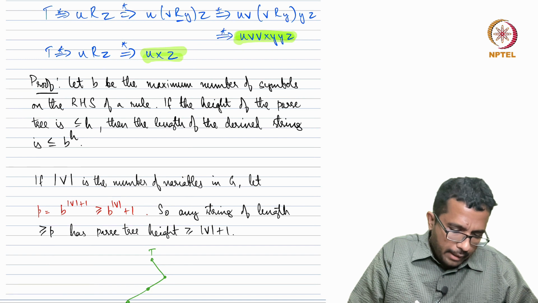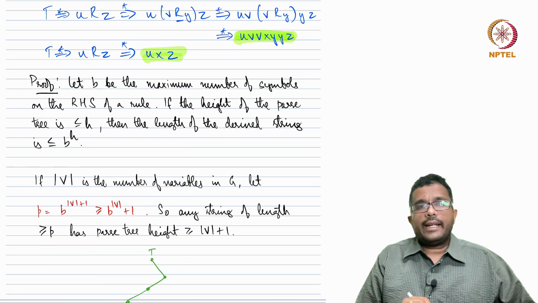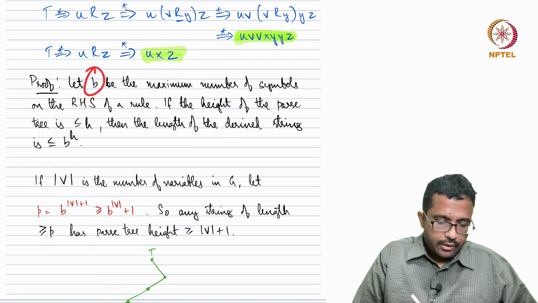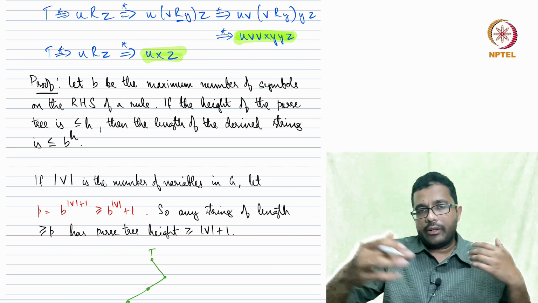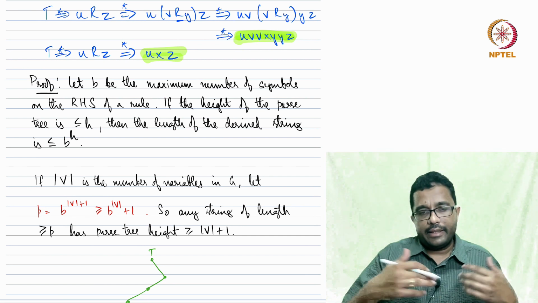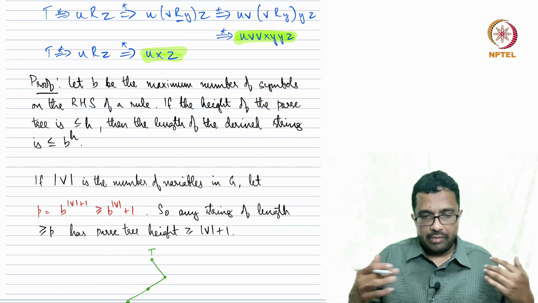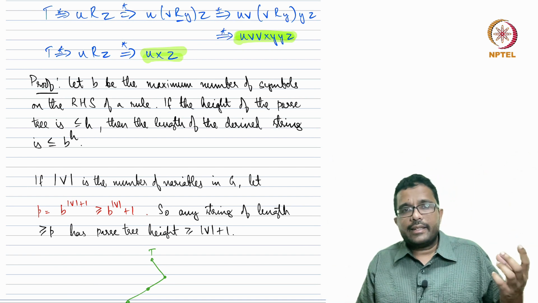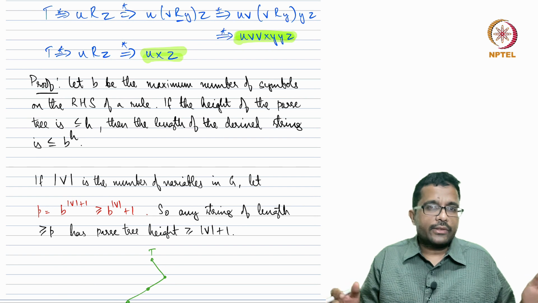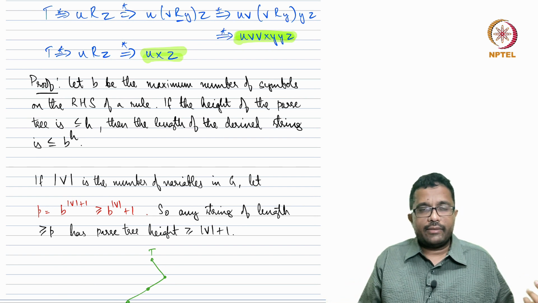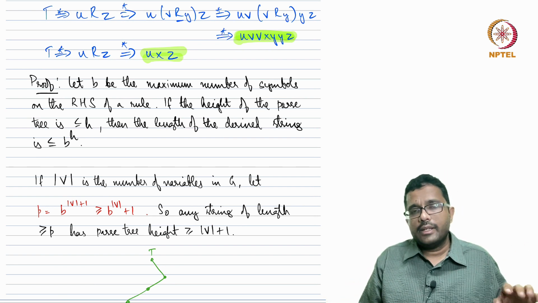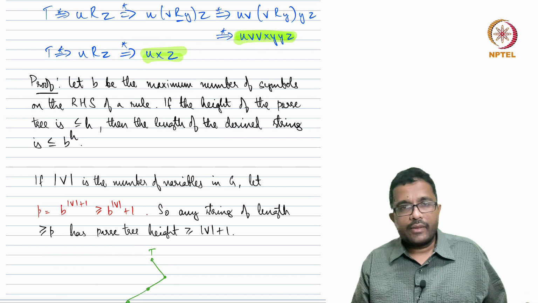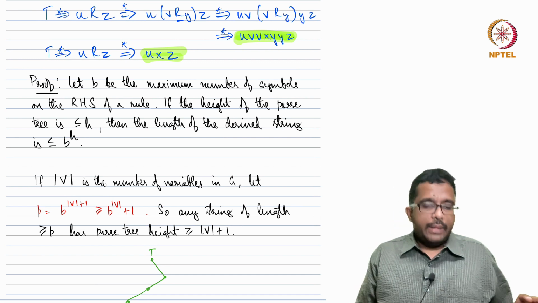Let B be the maximum number of symbols on the right hand side of any rule. So if you look at all the rules of the grammar, A gives XYZ, or A gives 0A1 or something, look at the right hand side and see what is the length of the right hand side. How many symbols does it contain? When I say symbols, I am talking about both variables and terminals. Let us call it B.